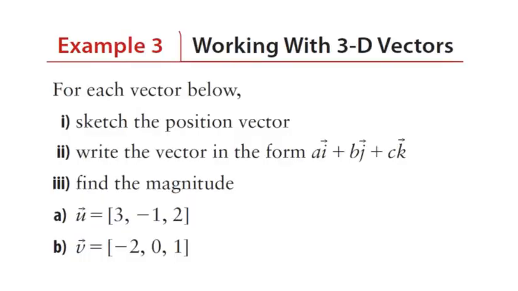Let's see some examples. For each vector below, sketch the position vector, write the vector in the form ai + bj + ck, and then find the magnitude for these two. u equals (3, -1, 2), and v is (-2, 0, 1).